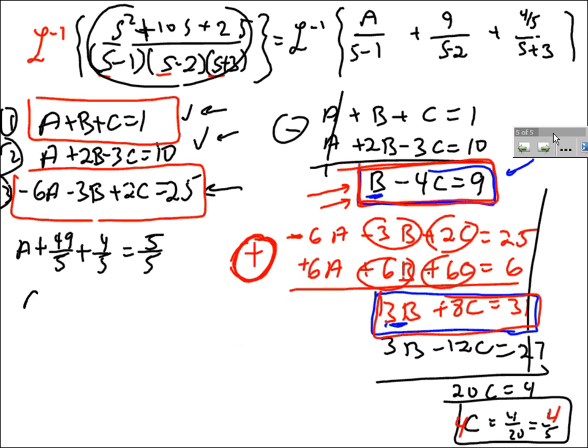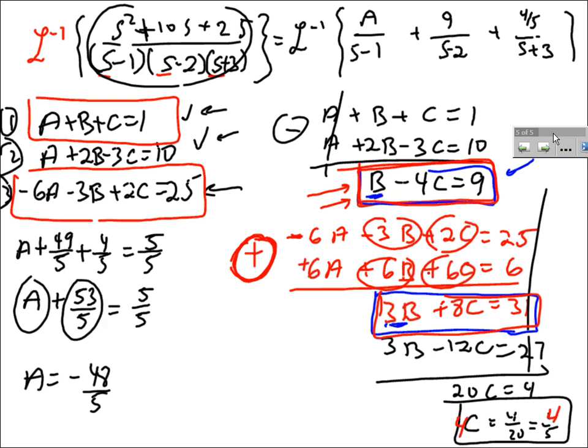So we have A plus 53/5 is equal to 5/5. And I hope you realize that A should be negative 48/5, because if you have 53/5 and you take away 48/5, 53 minus 48 is 5. The A is negative 48/5.